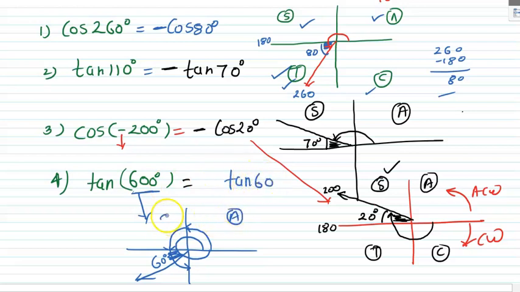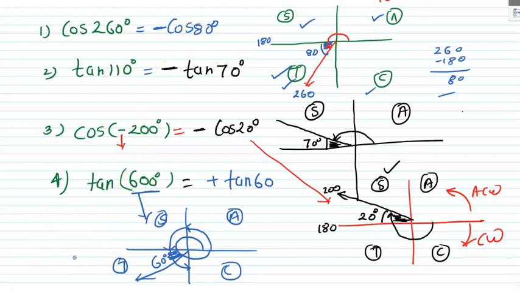Okay, add sugar to coffee. Now we are in tan's house, so tan should be positive. Positive sign, you either put it or don't put it, doesn't matter. So the answer is plus tan 60. And if you want to find out the further value, you can put cos 80 in a calculator and you'll get the answer. Okay, is it fine?